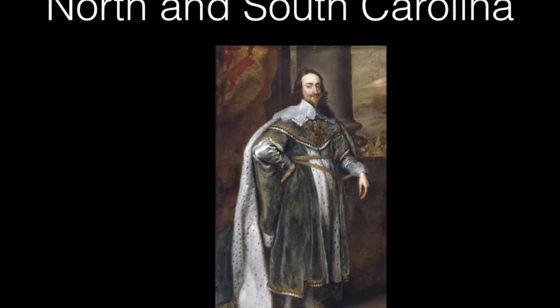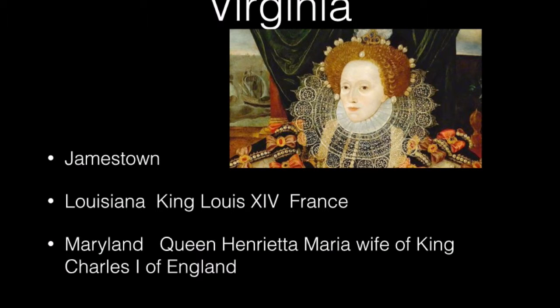North and South Carolina was named after King Charles I of England. Virginia, named after the Virgin Queen, Elizabeth I. You can think of some towns. Jamestown, named after King James. Charleston, named after King Charles. Maryland was named after Queen Henrietta Maria, wife of King Charles of England.